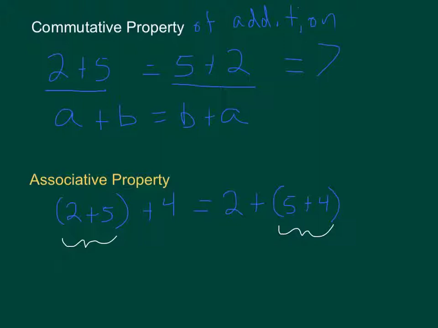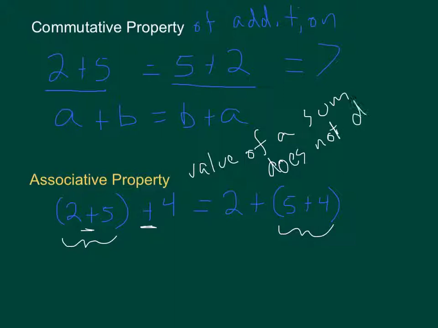So when it says value of a sum, that means when everything is addition. So we notice every operation in this example is plus. It's addition. So the value of a sum does not depend on how it is grouped.